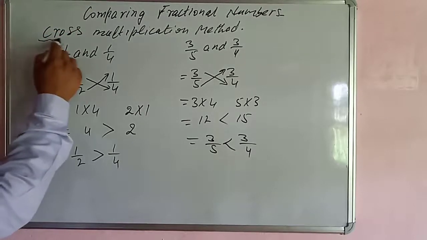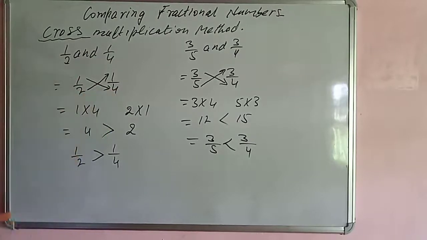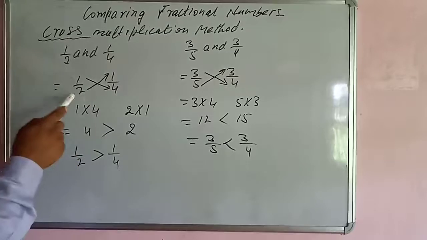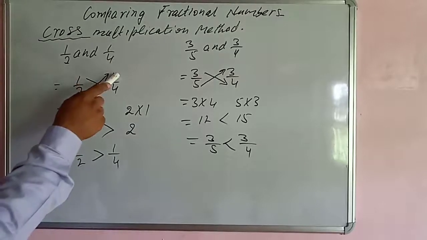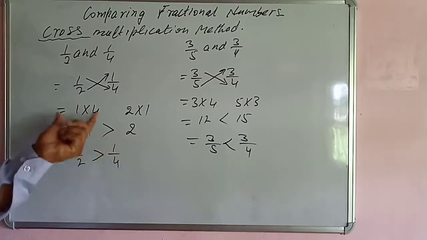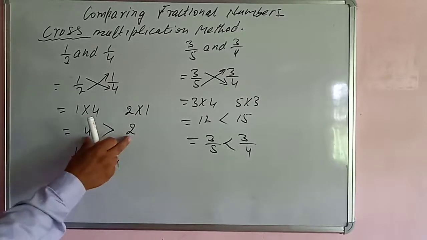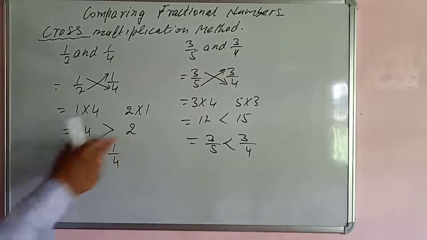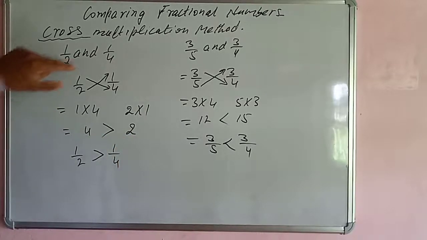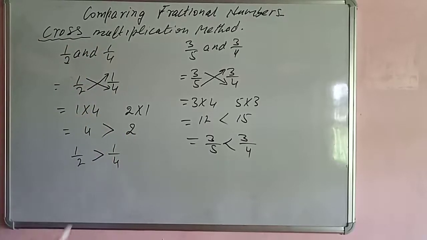In this method we cross multiply. The numerator of the first fraction is multiplied with the denominator of the second fraction, and the denominator of the first fraction is multiplied with the numerator of the second fraction. Then we compare the answers. 1 times 4 is 4 and 2 times 1 is 2. Now we compare 4 and 2. 4 is greater than 2. 4 is the answer for 1 by 2 and 2 is the answer for 1 by 4. Therefore 1 over 2 is greater than 1 over 4. This method is called the cross multiplication method.